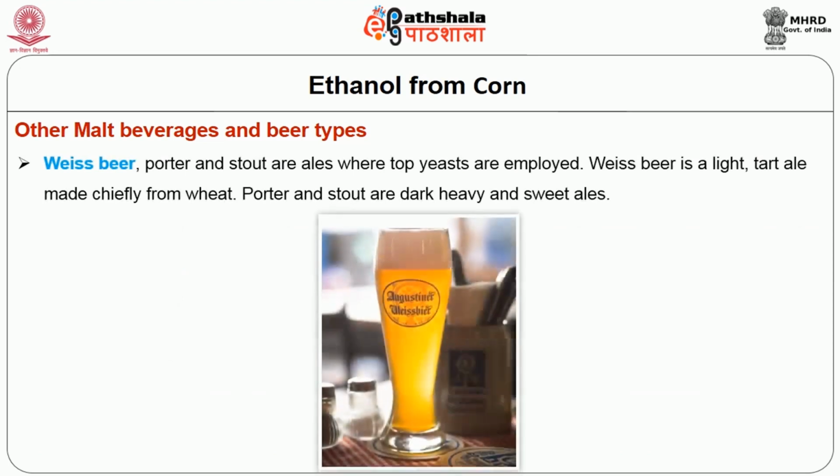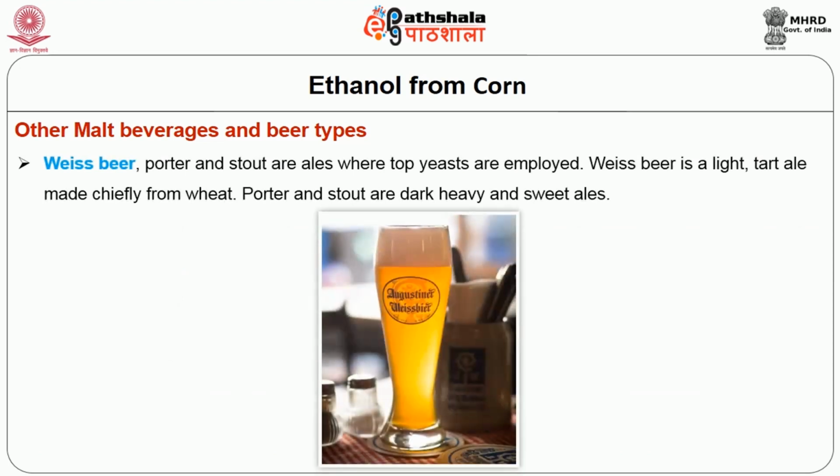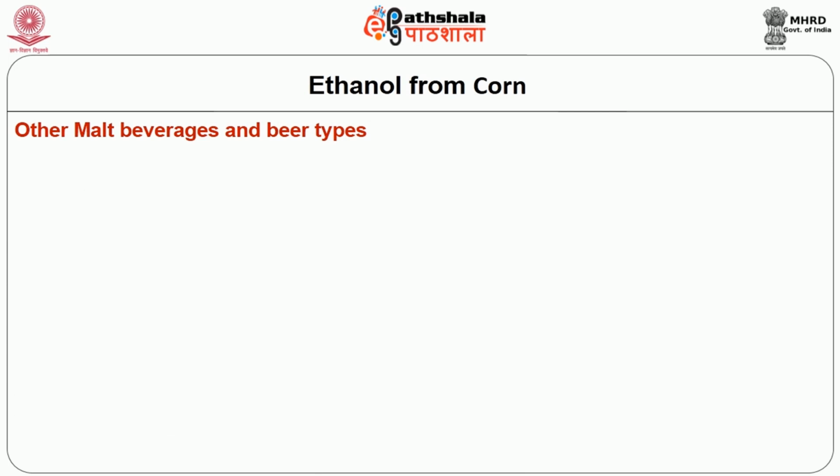Weissbier, porter and stout are ales where the top yeast is employed, and Weissbier is a light, tart ale made chiefly from wheat. Porter and stout are dark, heavy and sweet ales.